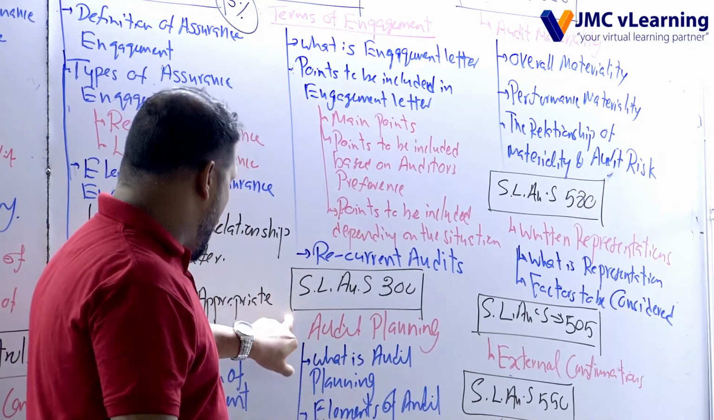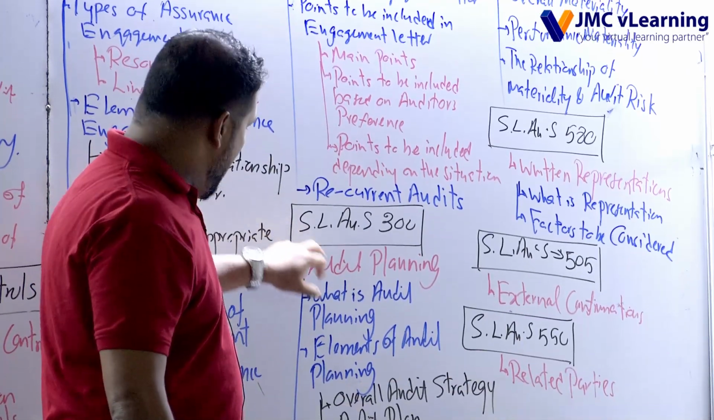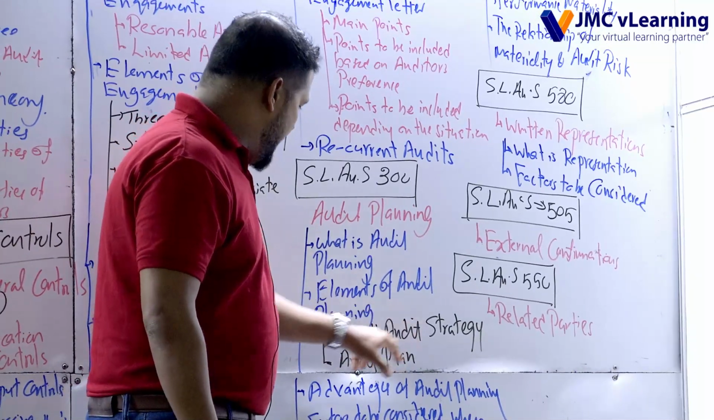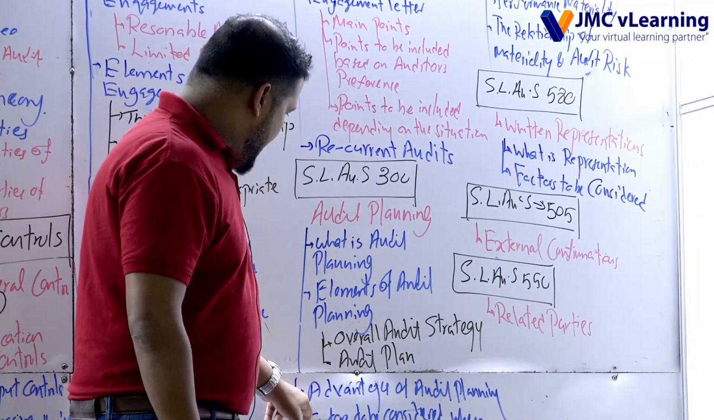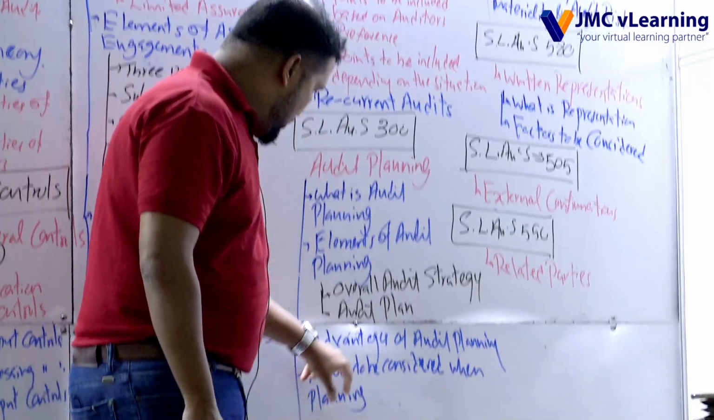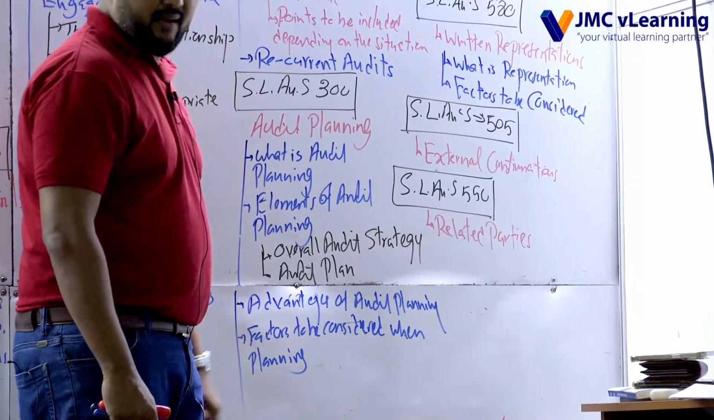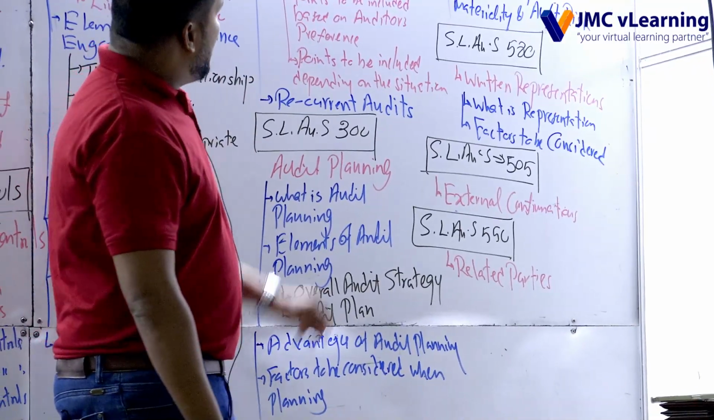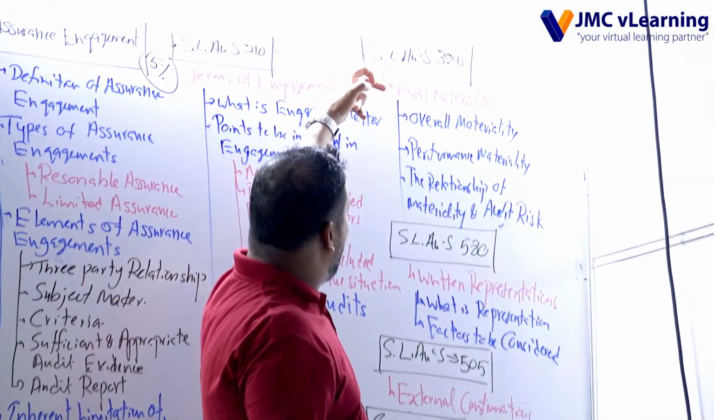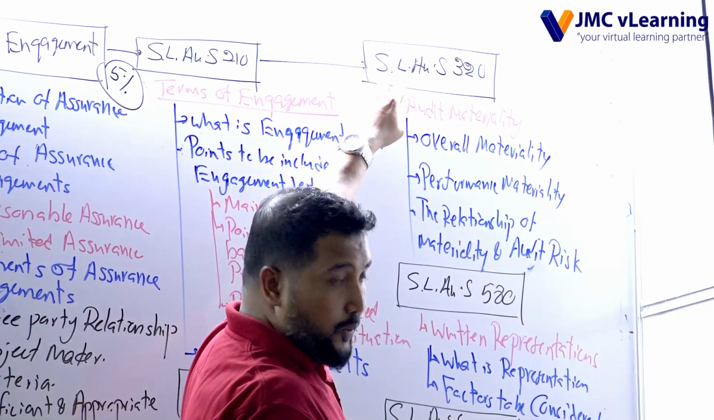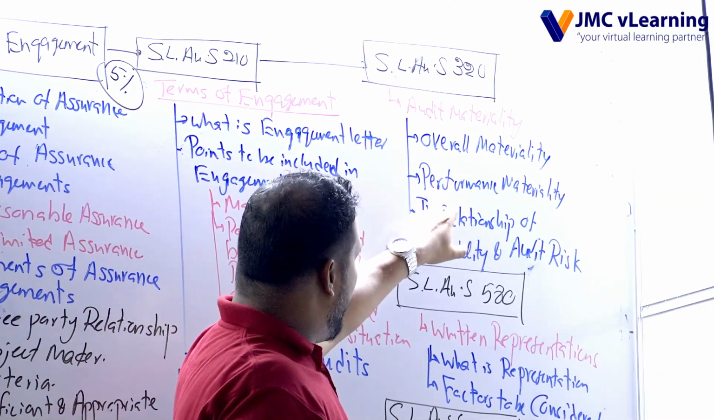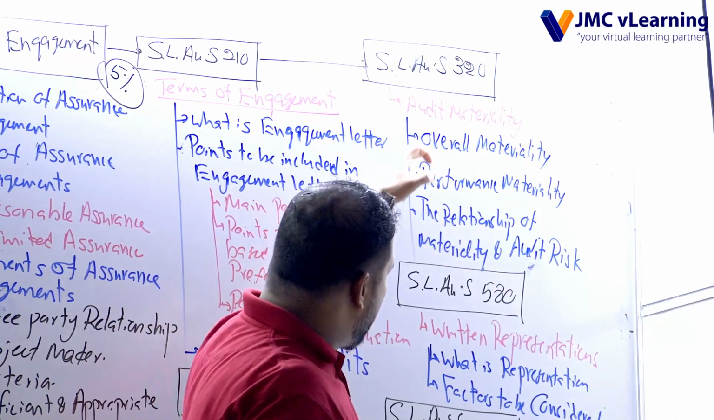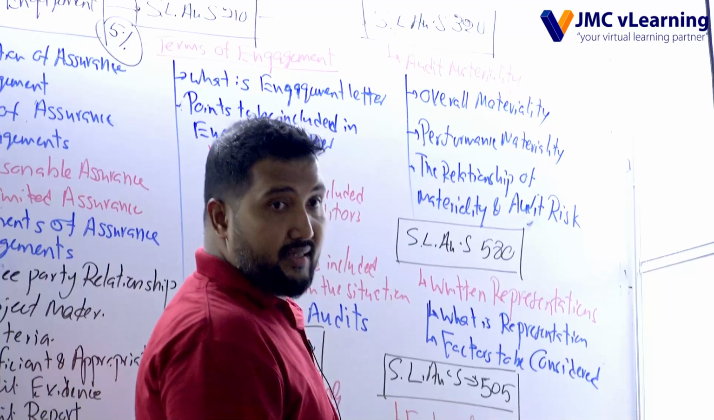Then moving on, we discuss audit planning, SLS 300. What do you mean by audit planning? The elements of the audit plan we have segregated into 2: overall audit strategy plus the audit plan as well. Then we discuss the advantages of audit planning and the factors to be considered when developing the audit plan as well. So those are the main areas which we covered under SLS 300. Then moving on to the final segments, we discuss audit materiality, SLS 320, overall materiality level. Then we discuss performance materiality and the relationship between materiality and audit risk. So those are the main 3 areas which have been tested frequently in the exam.